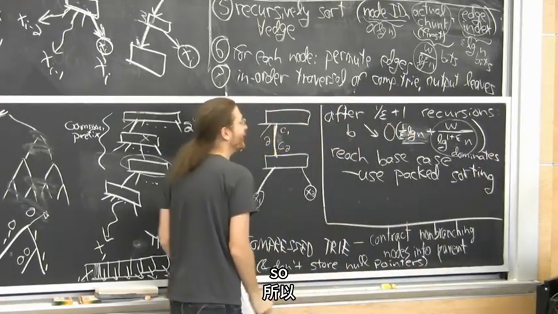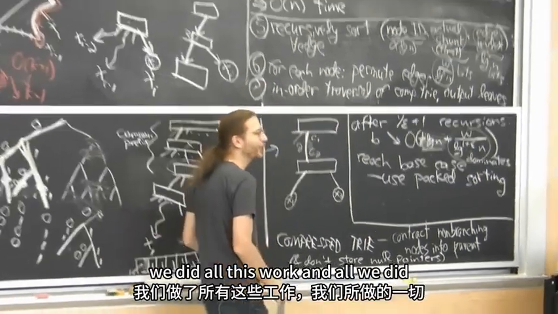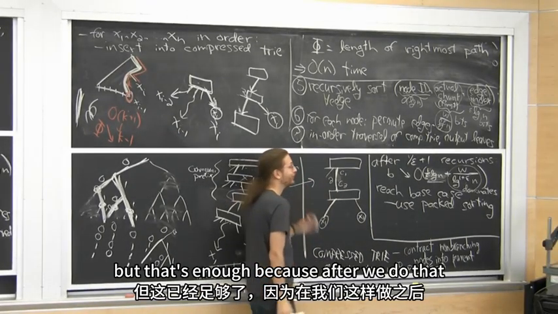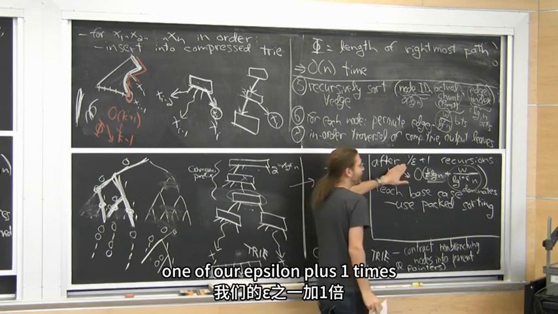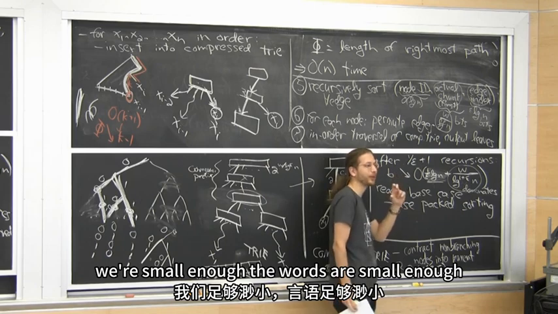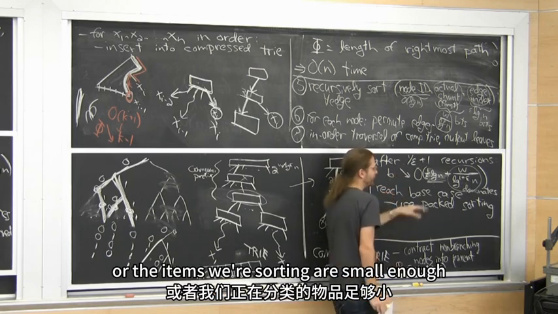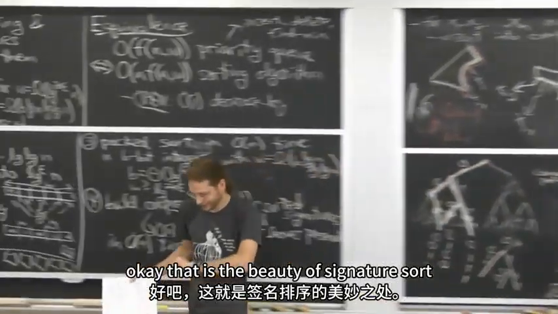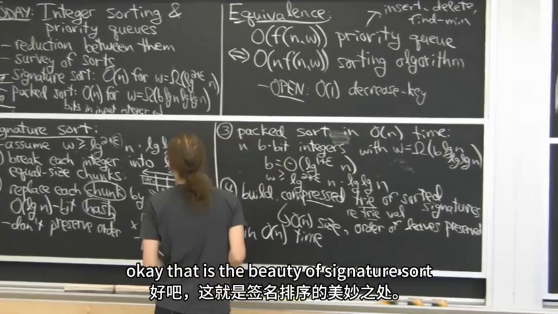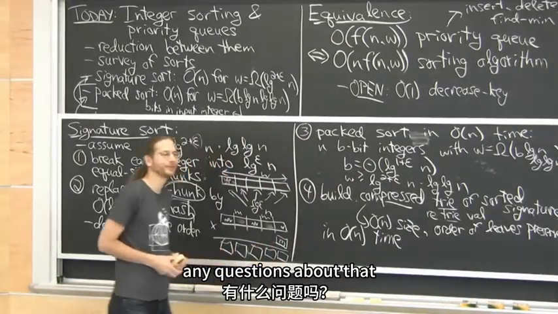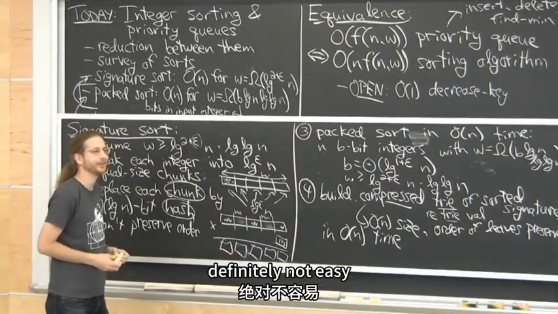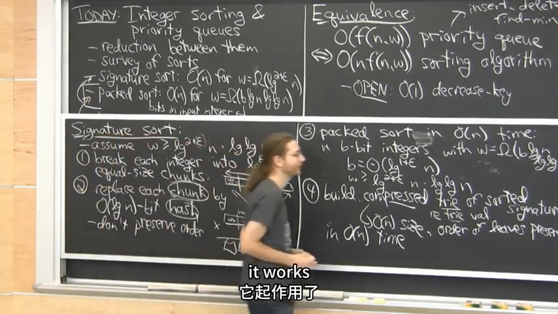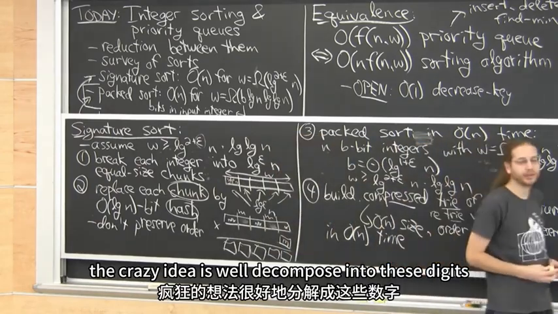Okay, so we did all this work, and all we did was reduce our word size by a log to the epsilon factor. But that's enough, because after we do that, 1 over epsilon plus 1 times, we're small enough, the words are small enough, or the items we're sorting are small enough that we can use pack sorting. And boom, we're done. Okay, that is the beauty of signature sort. Any questions about that? Definitely not easy. But it works. The crazy idea is, well, decompose into these digits.